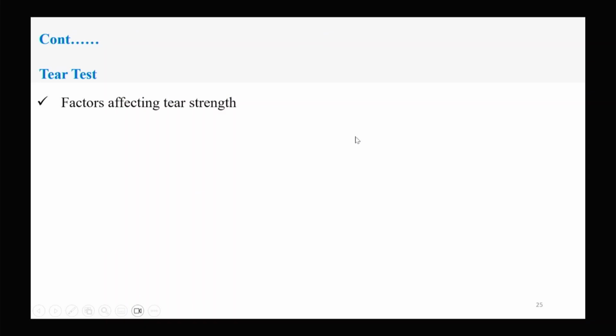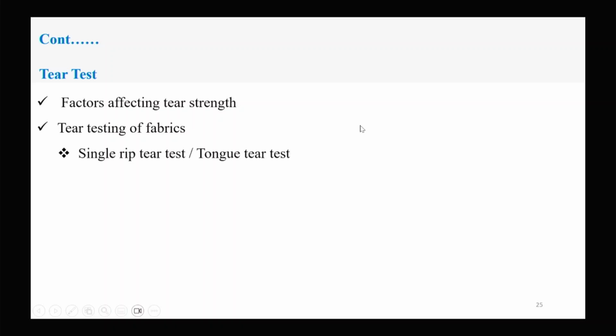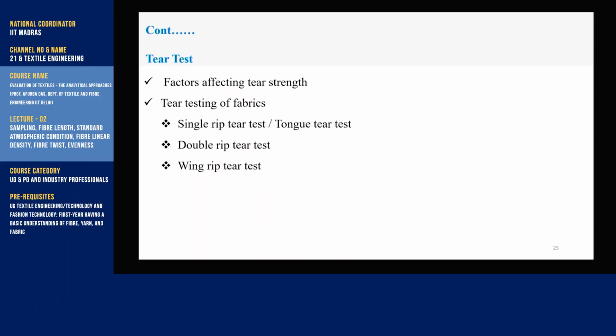Then coming towards the mechanical testing, that is tear testing, factors affecting the tear testing, tear testing of fabric, different types of tear testing, the single rip tear testing, which is called tongue tear testing, then double rip tear test, then wing rip tear testing. Why do you use the different types of testing and their elements of tear testing and related numericals we will try to see.